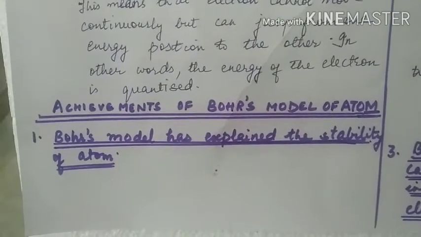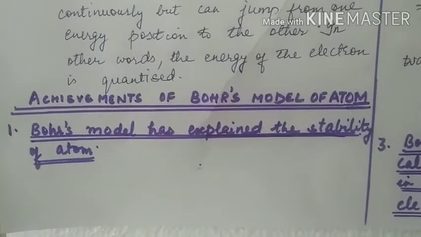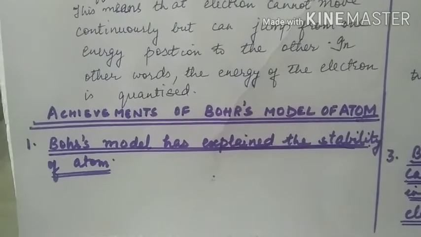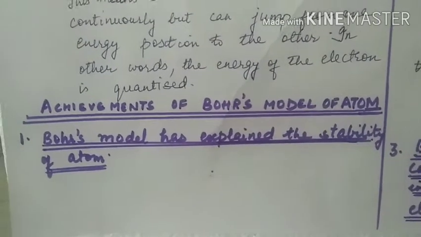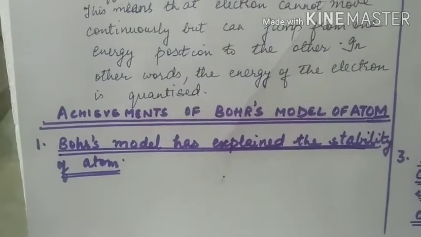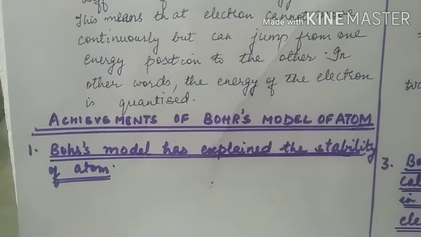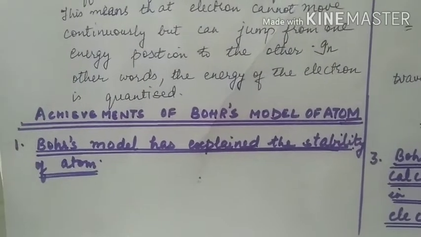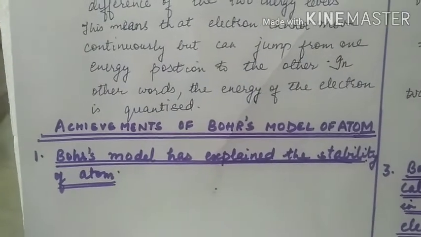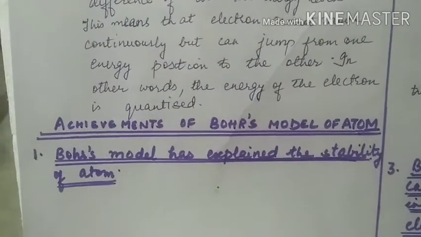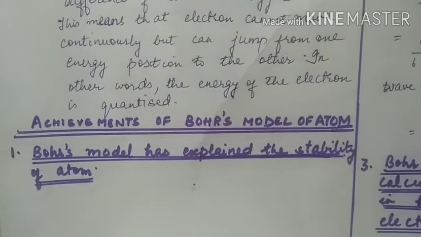So in the stationary state, if the electron is not given any energy, it remains in the same circular orbit and does not come closer to the nucleus as suspected by Rutherford. Rutherford said that the electron, because it's emitting energy continuously, will fall back into the nucleus and the atom will collapse. But Bohr says that the electron remains stationary, remains in the same level and does not change its level. So this atom remains stable.